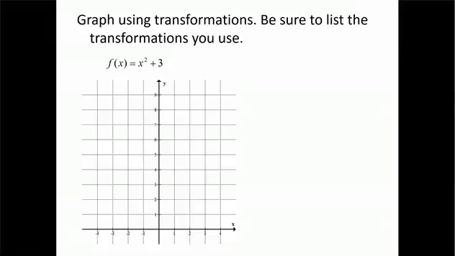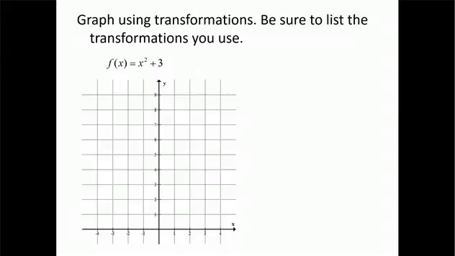Let's graph the following using transformations. We need to be sure to list the transformations that we use. We're going to try to graph f of x is equal to x squared plus 3. The first thing that we want to do is identify our library function. We can identify our library function as x squared.